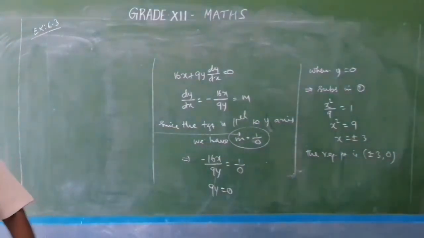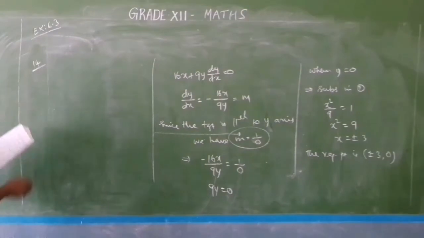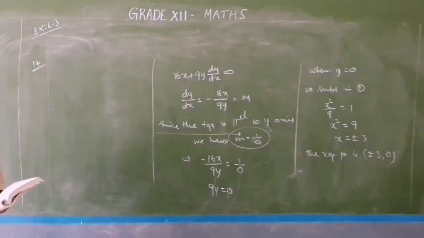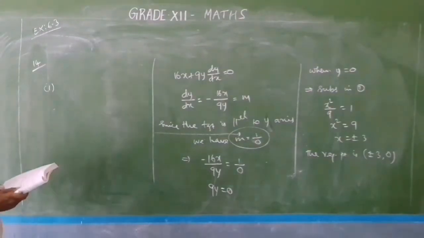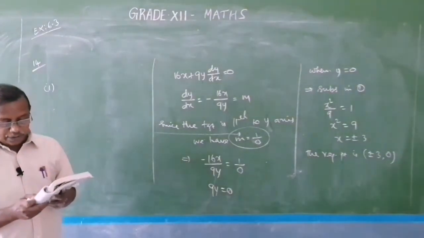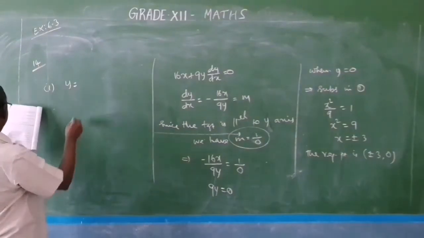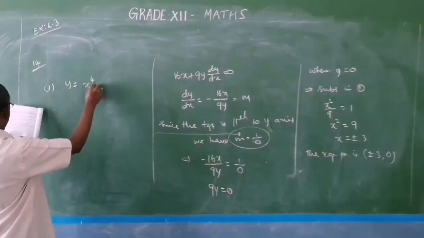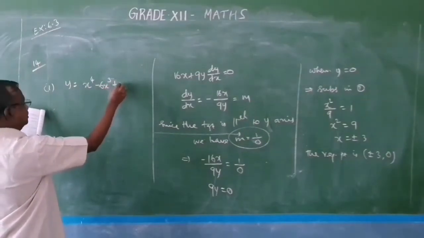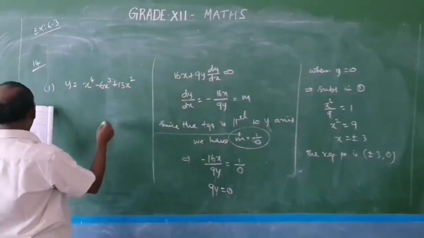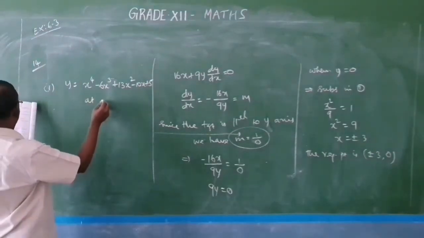Now question number 14. There are 5 cases. Let me do the first one and the fifth one. First one: find the equations of tangent and normal to the given curves at the indicated points. You are given the curve y equal to x power 4 minus 6x cube plus 13x square minus 10x plus 5 at the point 0 comma 5.